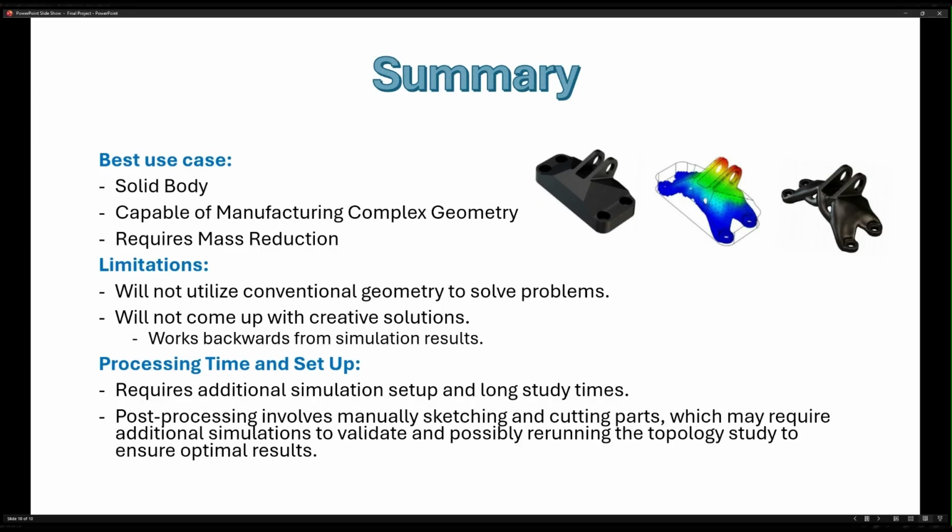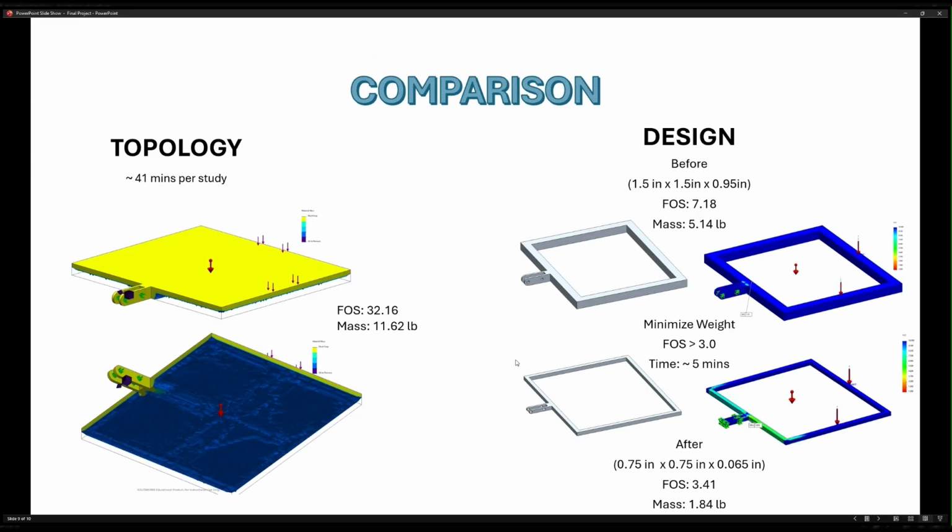As far as processing goes, looking back at these studies, this one, just cutting this plate in half, took 41 minutes, whereas the design study I did, looking at different square tube dimensions, going from 1.5 to 0.75, only took about 5 minutes. And its results were great as well. And this one, the solver actually didn't even give me a valid answer. Factor of safety of 32 and mass over doubled. So there are definitely limitations there.